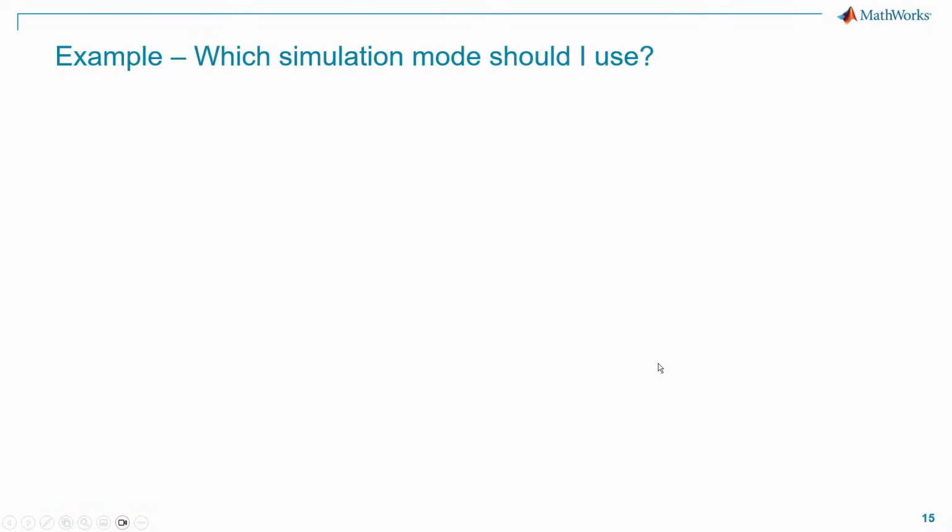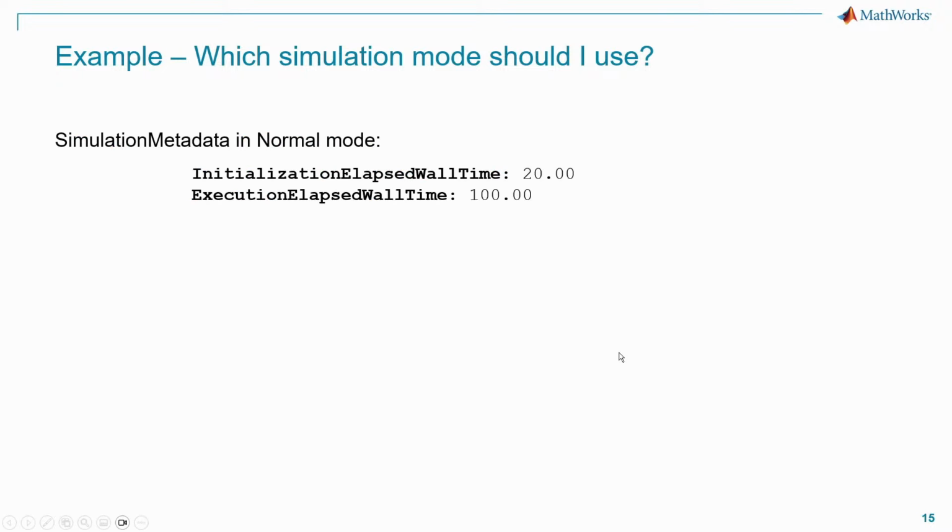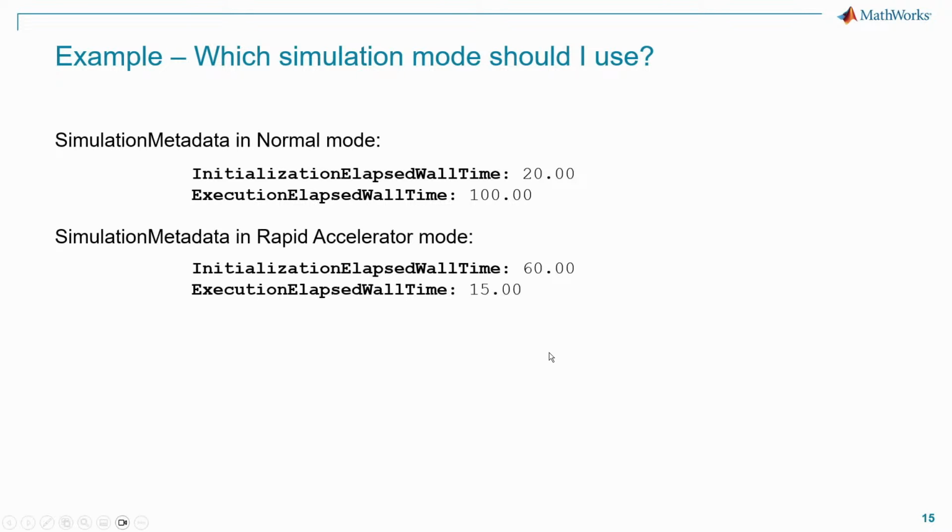So now let's take a look at an example to rehash what we just talked about, the different simulation modes. Let's say we have a model, and in normal mode it initializes in 20 seconds, and it executes in 100 seconds. Let's say we try to run the same model in rapid accelerator mode, and we notice that it initializes in 60 seconds, but it executes much faster at 15 seconds.